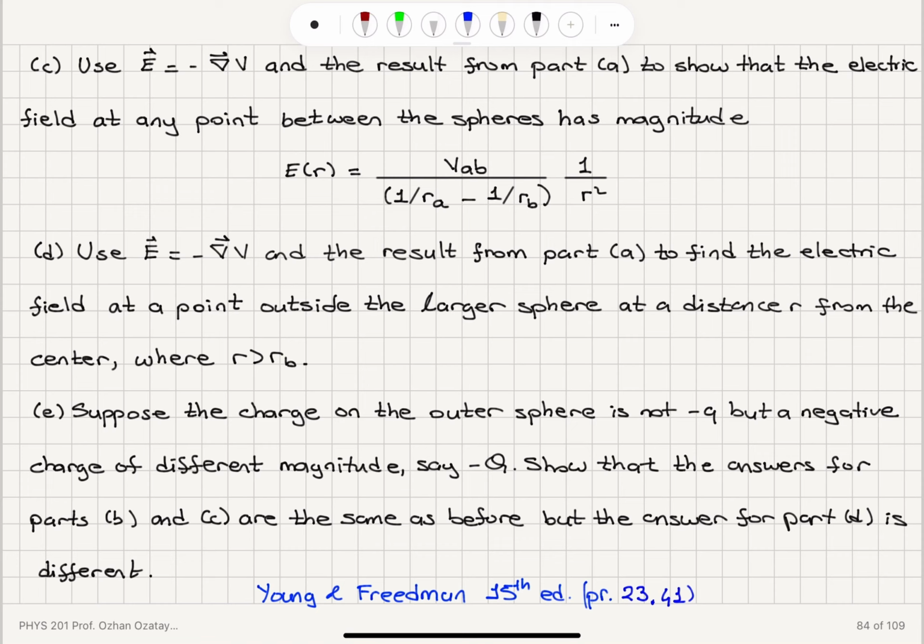In part D, use the same equation and the result from part A to find the electric field at a point outside the larger sphere at a distance r from the center, where r is greater than r sub b. And in part E, suppose the charge on the outer sphere is not minus Q but a negative charge of different magnitude, say minus capital Q. Show that the answers for parts B and C are the same as before, but the answer for part D is different.